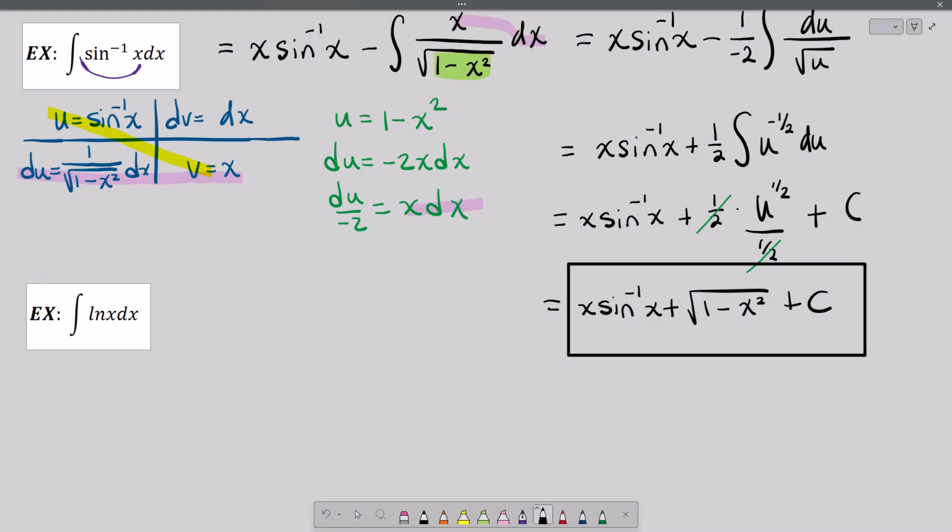So that function, it may not look like it, but if you take the derivative of that function, you will get inverse sine of x. So that'd be a good practice. Take the derivative of that, and you'll end up with arc sine.